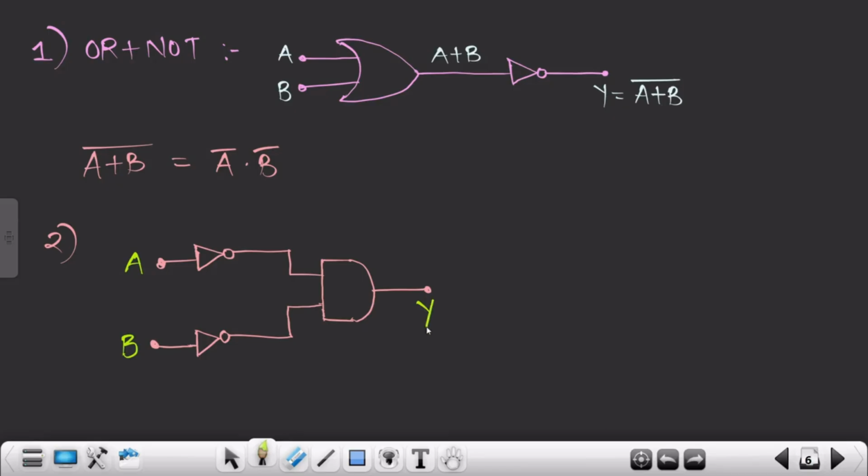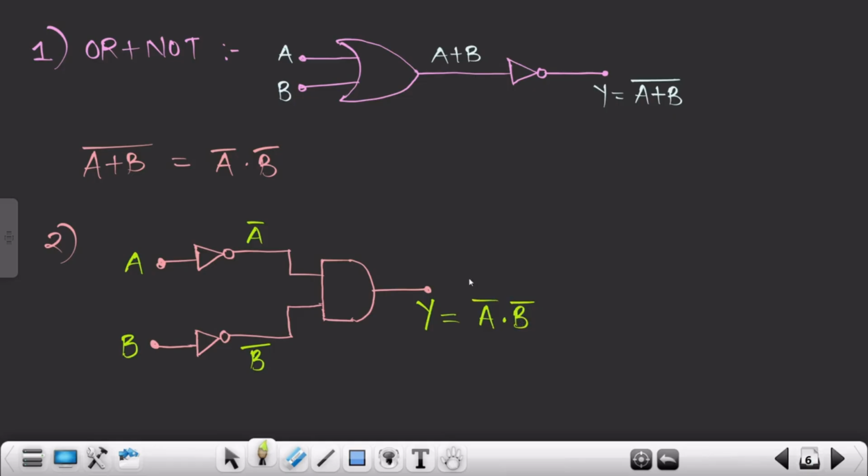Okay, output Y. Over here, at the output side of the NOT gate, you will get A bar. Over here you will get B bar, and then what is going to happen? Then you are multiplying both of these inputs. With the help of the AND gate, you are feeding these inputs to the AND gate, and at the output side you are getting A bar into B bar.